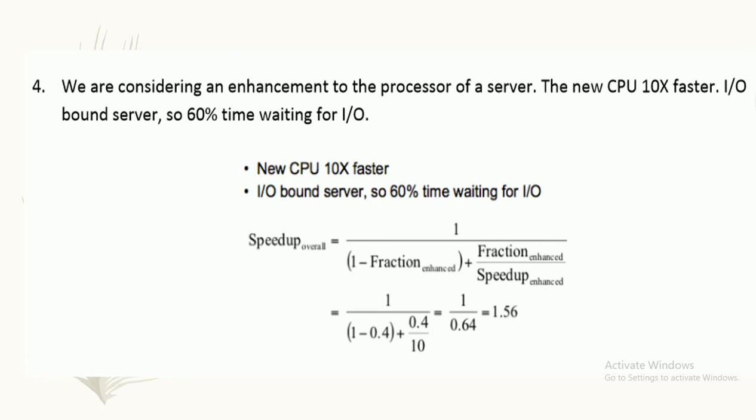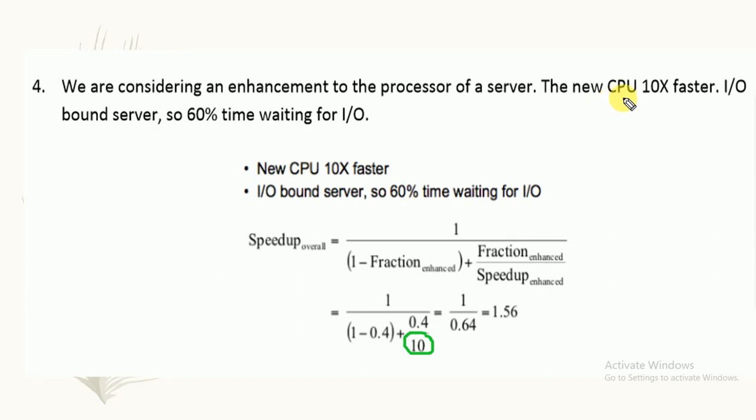One more example. We are considering an enhancement to the processor of a server. The new CPU is 10 times faster, so speedup enhanced is 10. It is an IO bound server, which means most of the time it is focusing on IO operation. So 60% of the time it is waiting for IO.